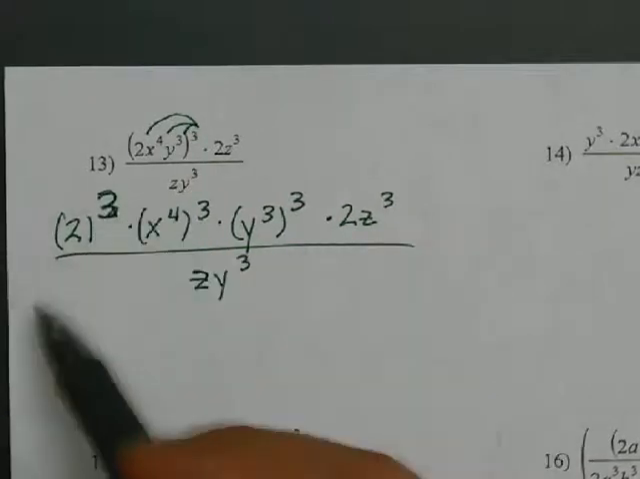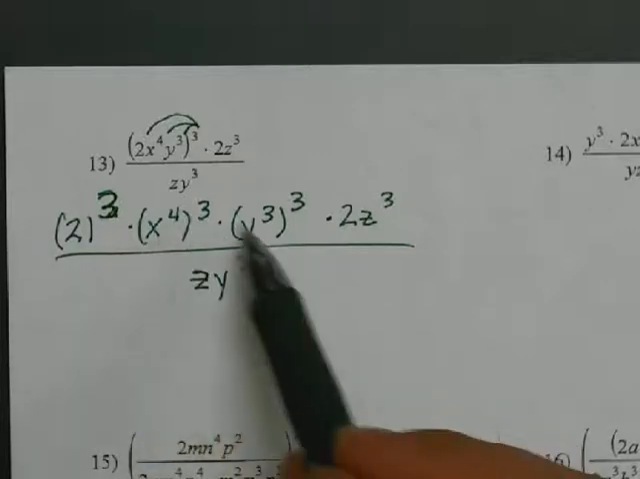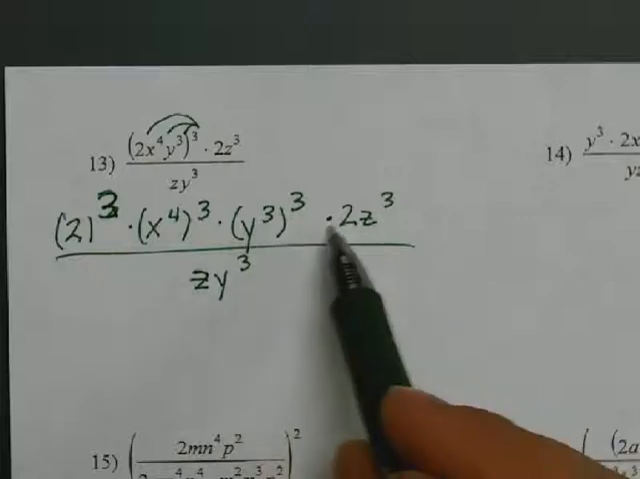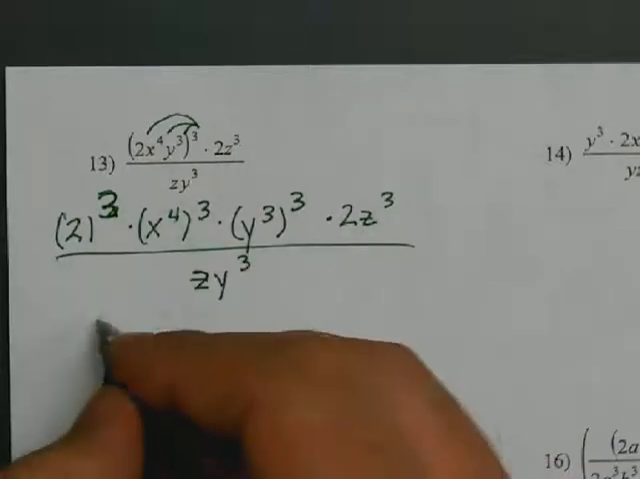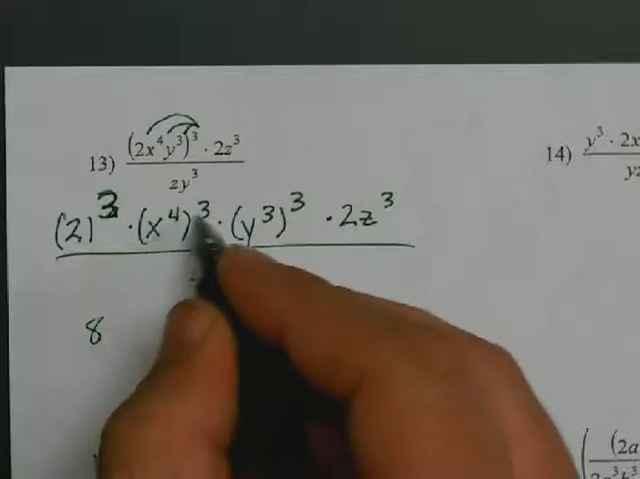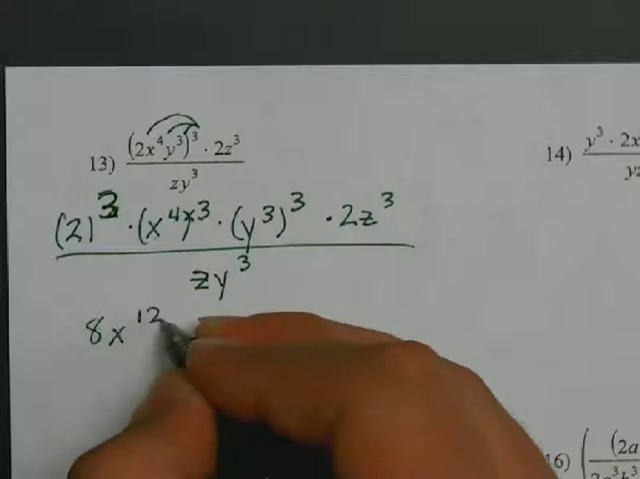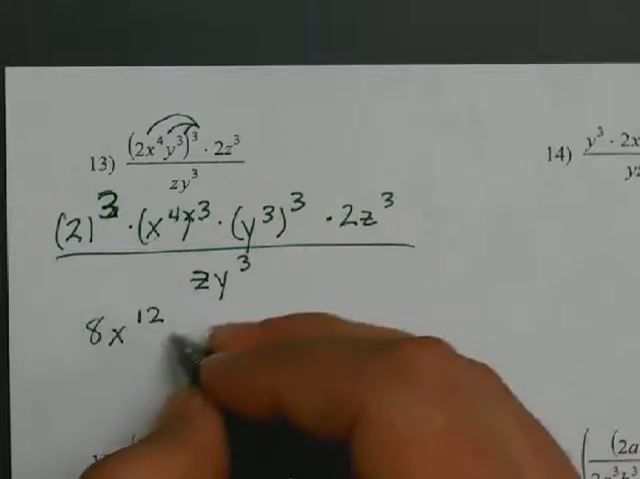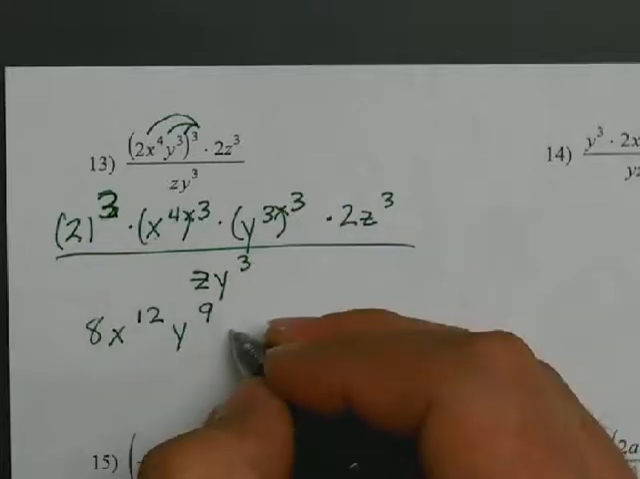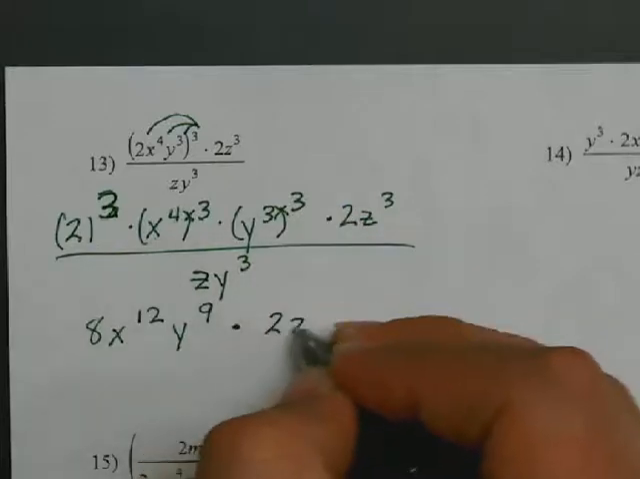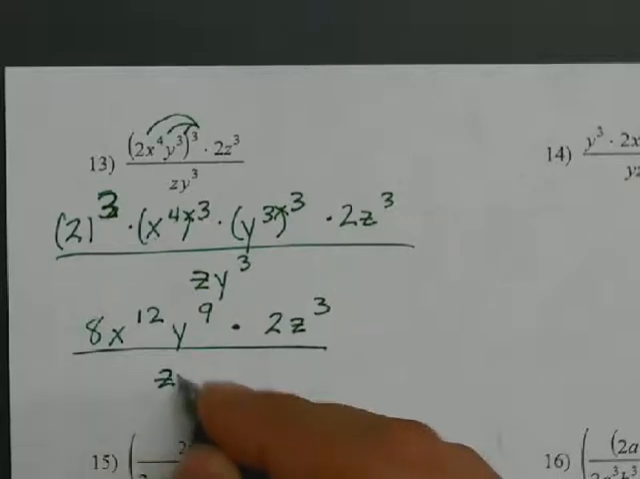2 cubed times x to the 4th cubed times y cubed cubed, and then times 2z cubed, which is what we brought down, and the denominator stays the same. 2 cubed is 8, and then we have x to the 4th. This is a power of a power, so you just multiply the exponents. So we have x to the 12th. Y cubed cubed would be y to the 9th, because you just multiply those two numbers, and then we say times 2z to the 3rd power, and that's all over our denominator of zy cubed.